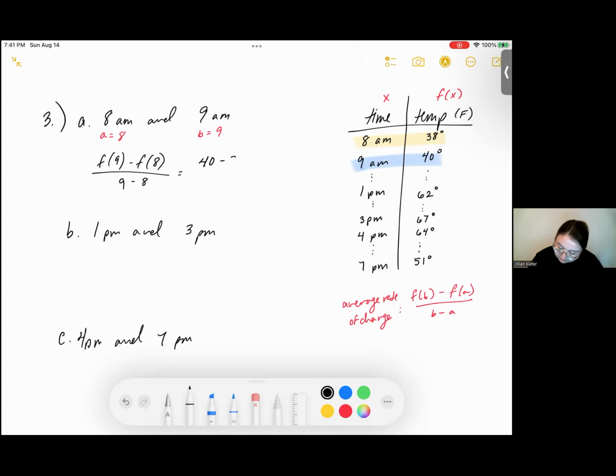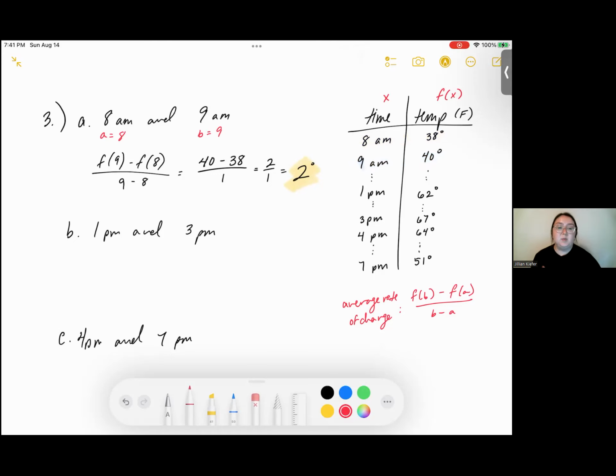We've got 40 minus 38 divided by 9 minus 8, which is 1. And 40 minus 38 is 2. And 2 divided by 1 is just 2. So that would be our answer. Our average rate of change would be 2, and in this case, it would be degrees. So a positive 2 degrees is our average rate of change between the times of 8 and 9. So let's go ahead and do our next one. I'm going to erase these because we're going to do that again.